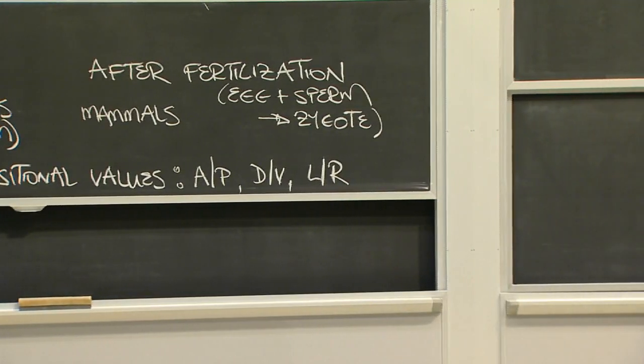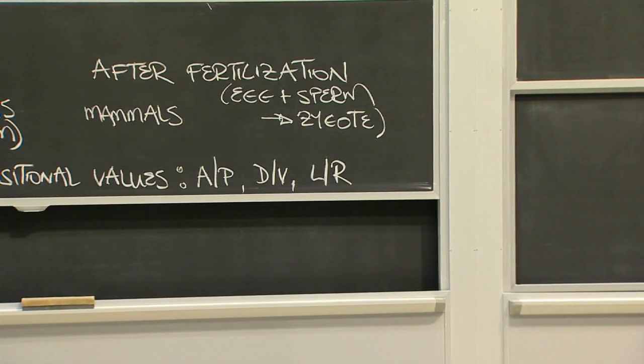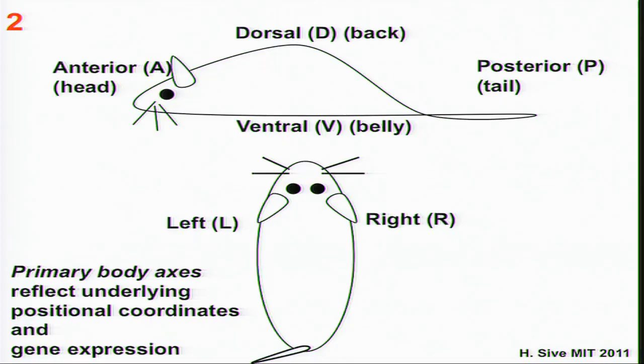And if you look on the screen, you'll see my diagram of a mouse, the same in ourselves, where there's this AP coordinate, which stands for antero-posterior, where anterior is the head and posterior is the tail, or as far back as your body goes. Then there's dorsal, which refers to back, and ventral belly, and then there's left and right.